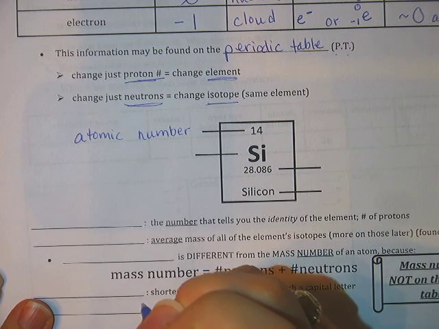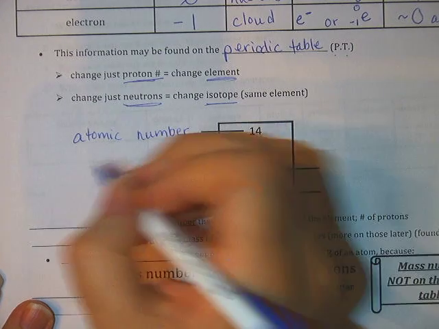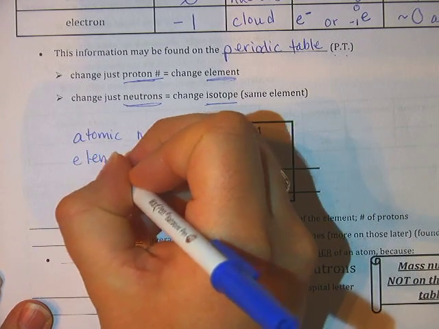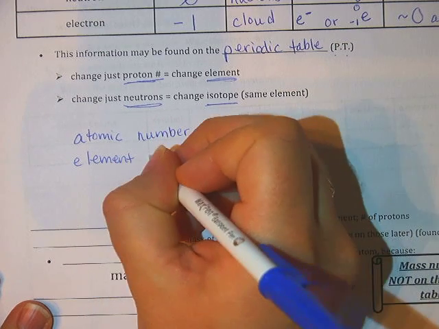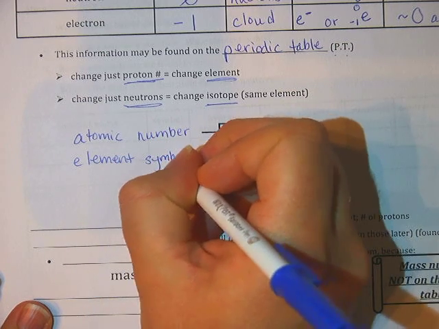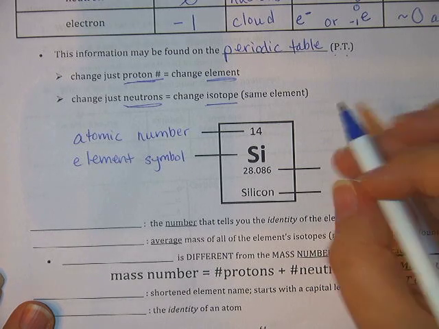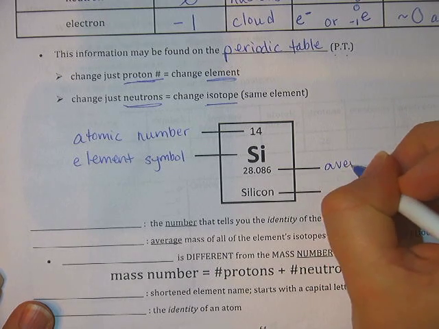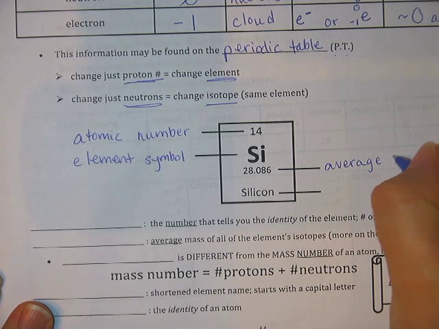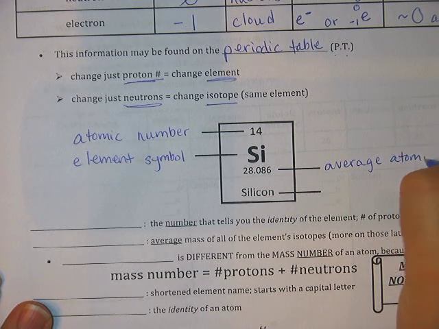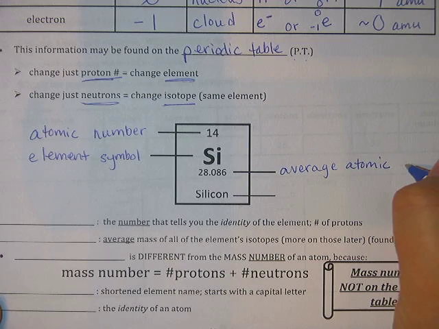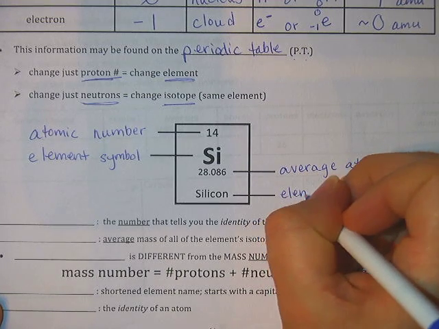And then you've got your element symbol, which is the abbreviation. We talked about those starting on literally the first day of school. Then you've got the average atomic mass, and the element name.